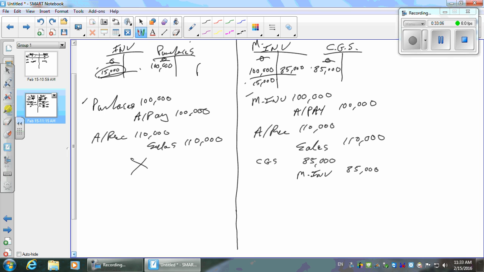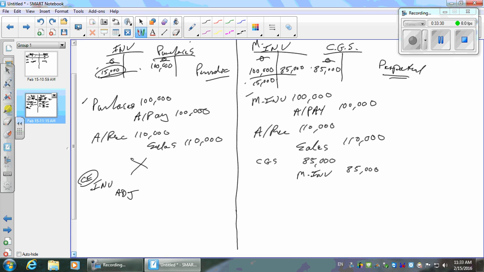This side was periodic. It just went off the screen. This side was perpetual, right? Okay, so here we go. They're going to have to do one more thing. They're going to have to do an inventory adjustment, and this would be part of their closing entry. You guys remember closing entries, right? We just did them in chapter 4.